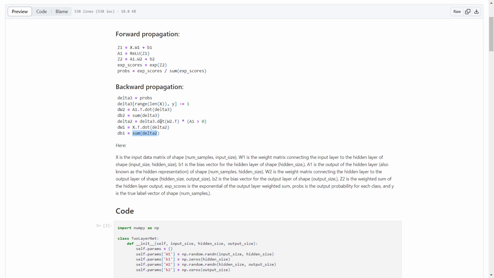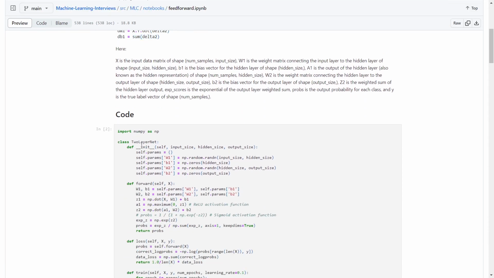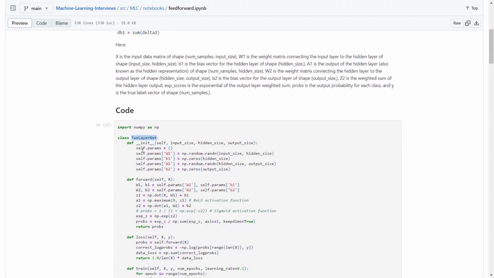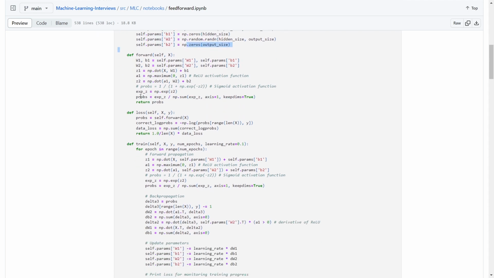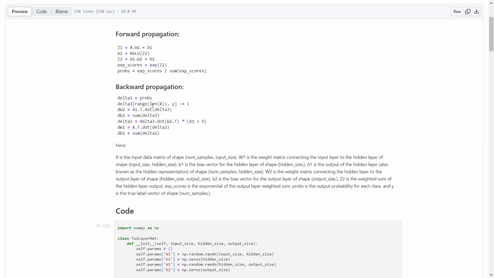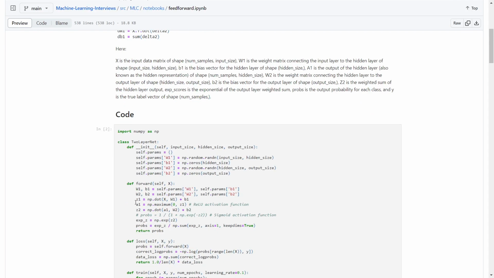In the coding part, we'll write this as code. We are saying this is a two-layer neural network where we randomly initialize the weights, and the biases are zero initialized. Then in the forward prop, we define Z1 as this term, Z2 as this term. So Z1, A1, then Z2, the exponential, and then finally the probabilities.